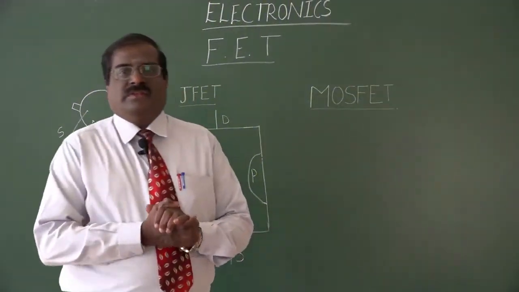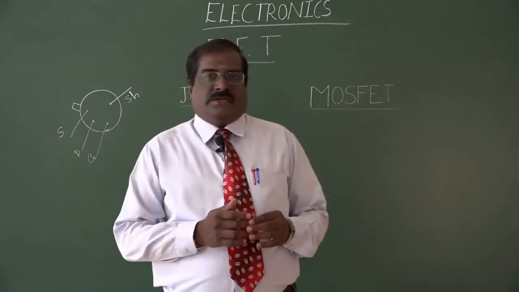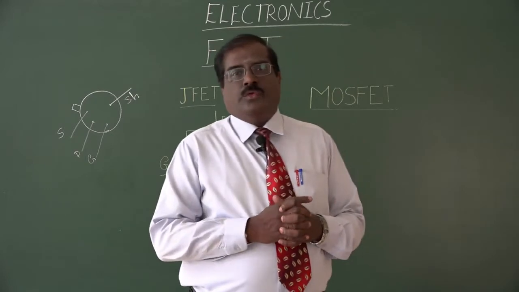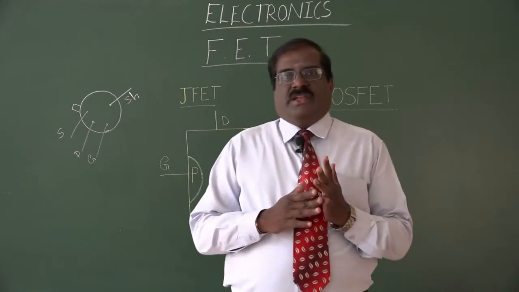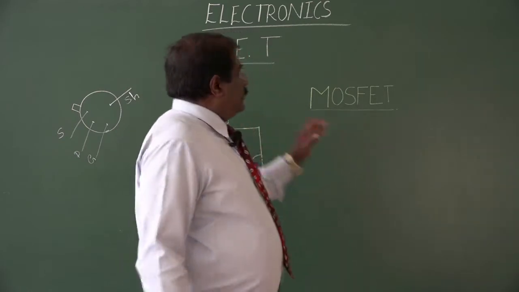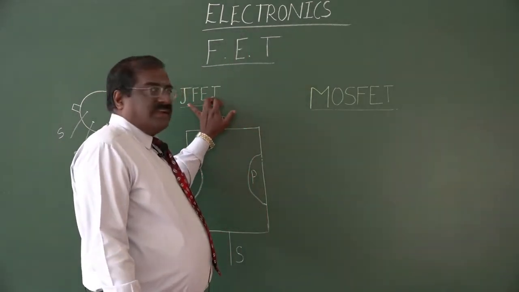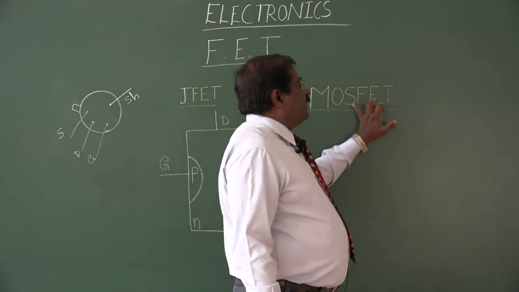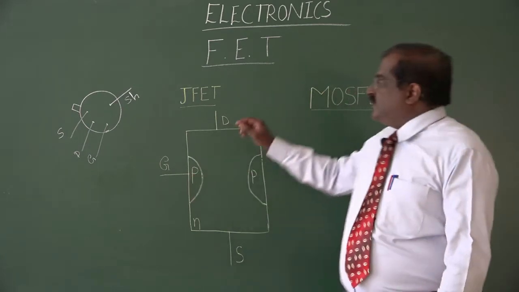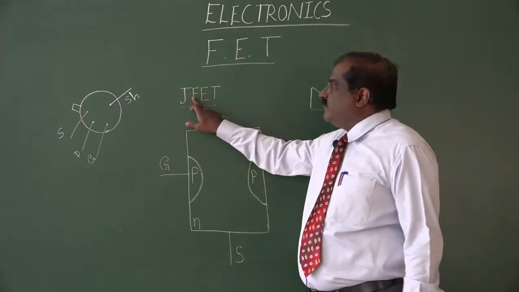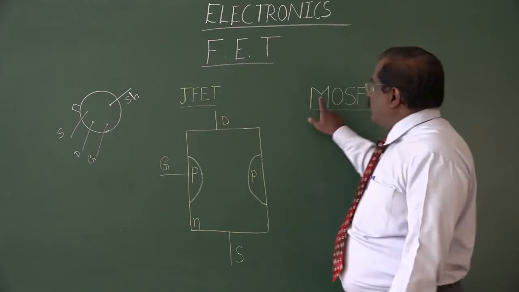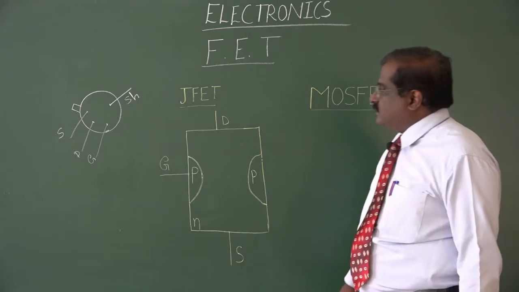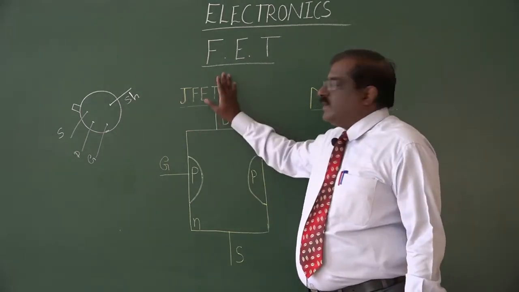Today we are going to discuss the field effect transistor, that is called FET. FETs are of two types: JFET and MOSFET. JFET stands for junction field effect transistor, and MOSFET stands for metal oxide semiconductor field effect transistor. For our syllabus we have JFET.